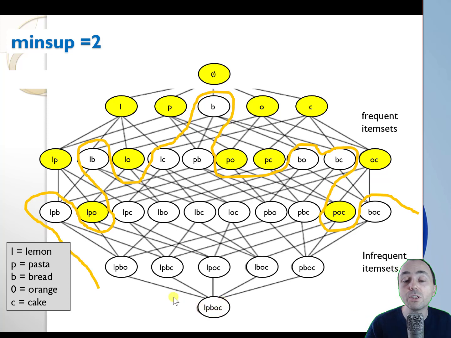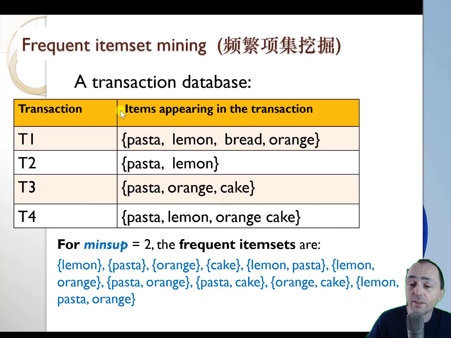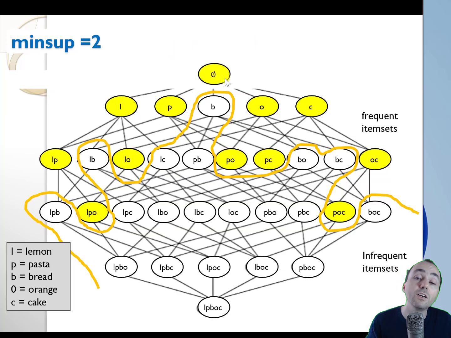Now, if we want to see the solution to the problem I just showed you before, we set the minimum support to 2. We want to find what the people buy together many times, at least twice. So here, for the same example I showed you before, if we set the minimum support to 2, the result is all the yellow sets here. Those are the frequent item sets, all the item sets that I have colored in yellow.